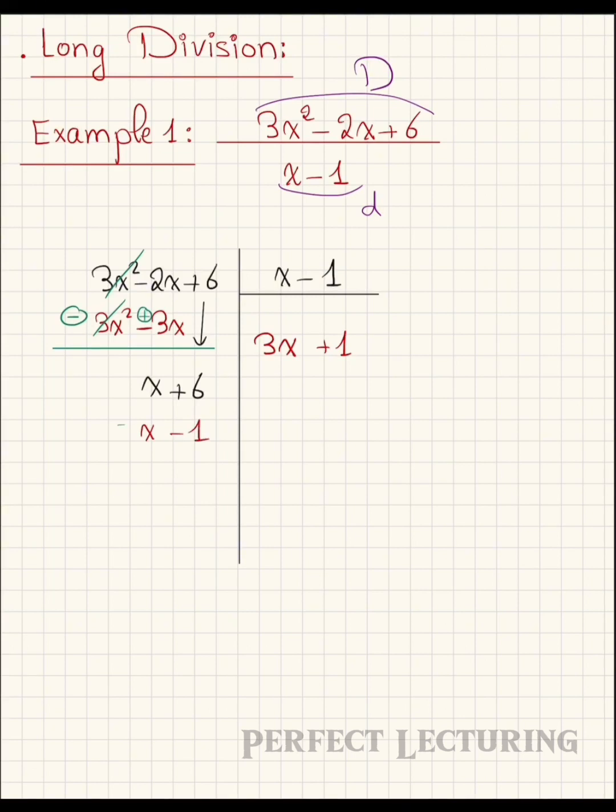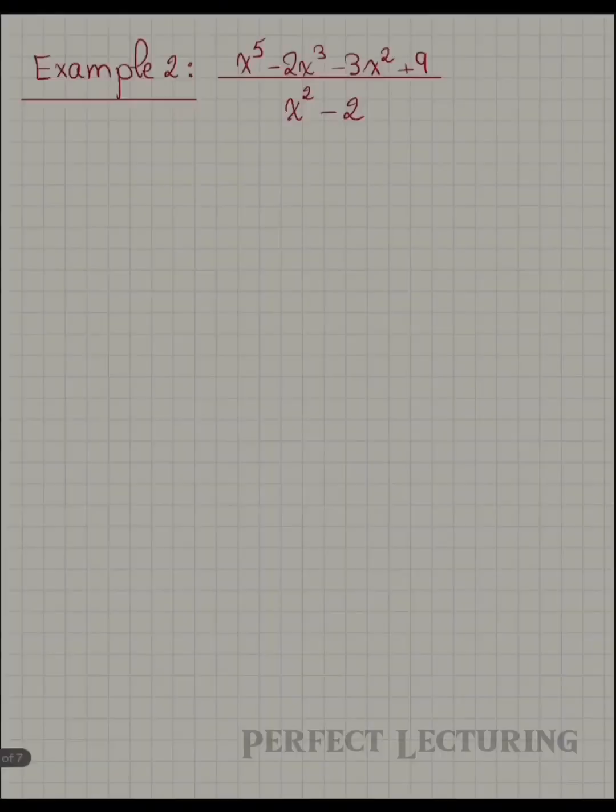Change the signs. So that becomes minus. This becomes plus. We add up. The first terms cancel out. And the second terms, 6 plus 1, give me 7. And here you go. So this is the quotient. This is the remainder again. That's the divisor. And of course, this is the dividend.